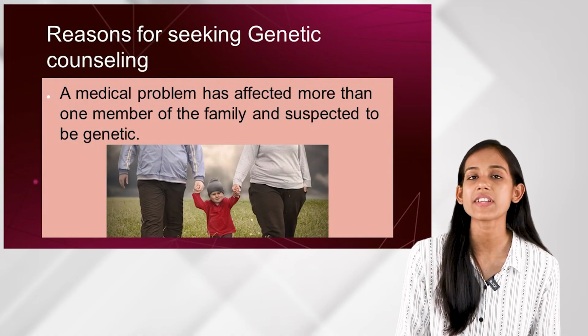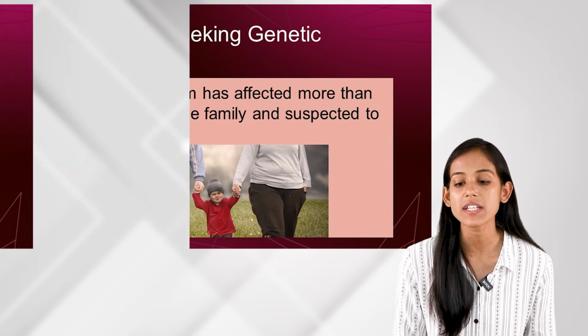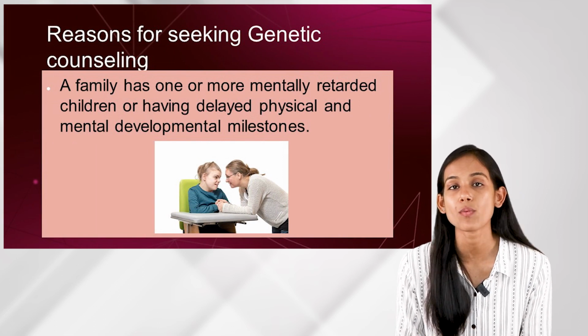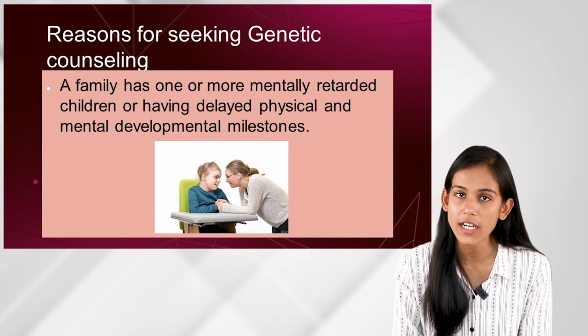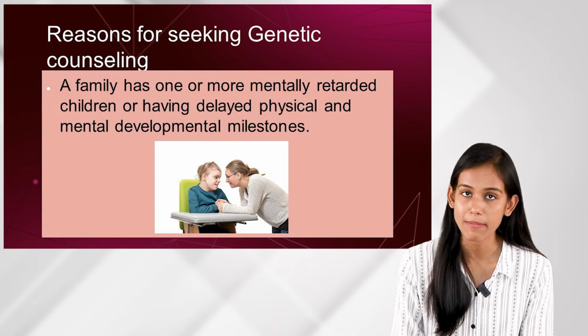The first thing: if there is already a child born with any sort of congenital anomalies, or if a family has one or more mentally retarded children, or delayed physical and mental developmental milestones, in that case they should seek genetic counseling so that they would be able to understand whether the cause of the disease is genetic or not. They should also seek it to decide whether to go for a second child or not.